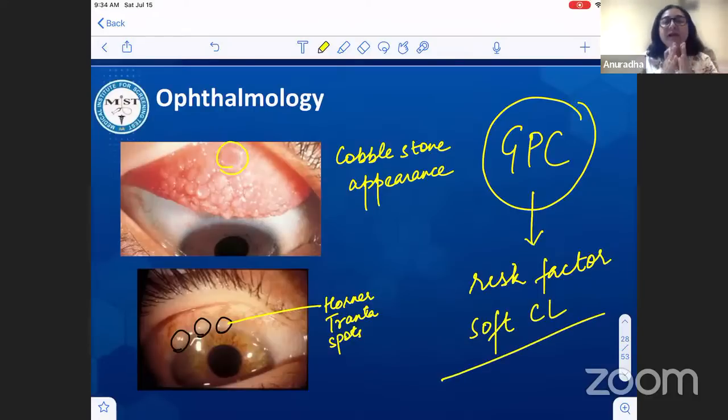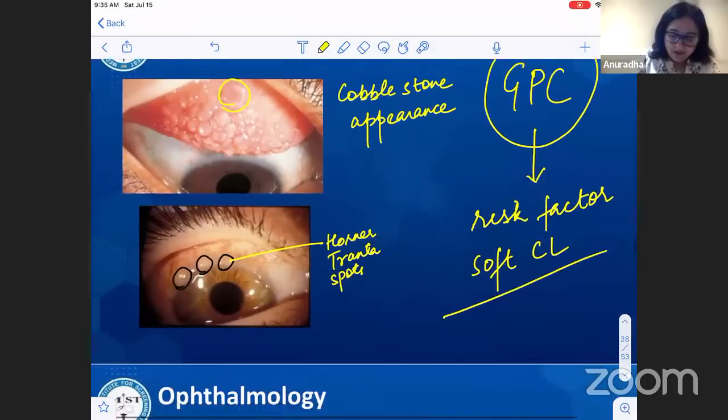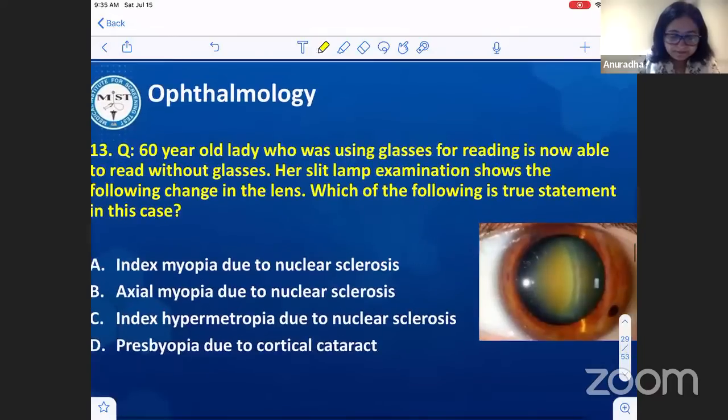Usually contact lenses are not used by younger children. They are used by adolescents or adults. So if the history tells that similar features of redness and papillae are there and the person is a contact lens user, then your diagnosis will become GPC. There will be no variation with the season. So the summer season factor will not be applicable in GPC. So that's fairly simple. Moving on to the next question.